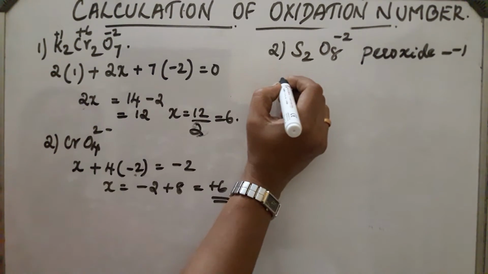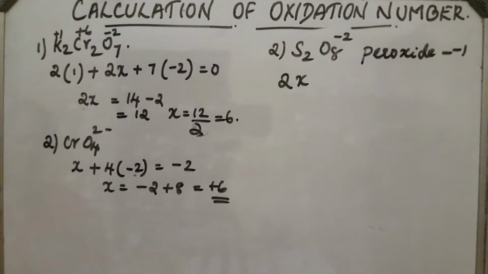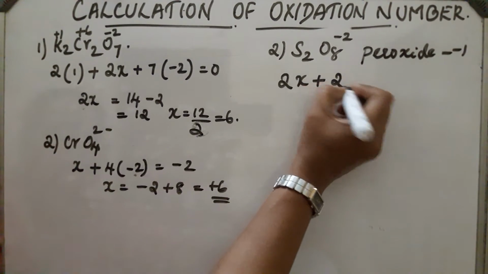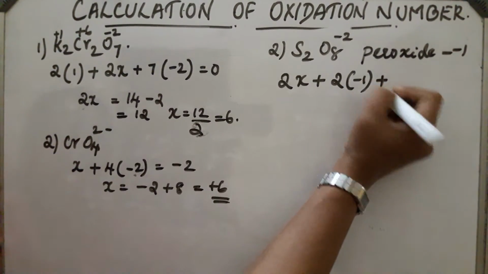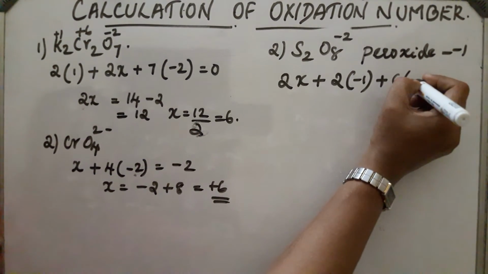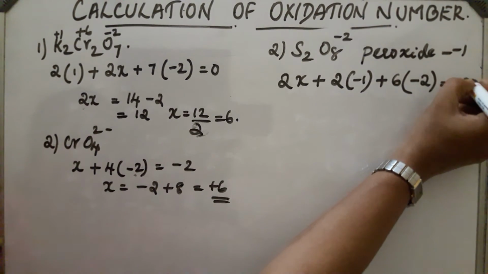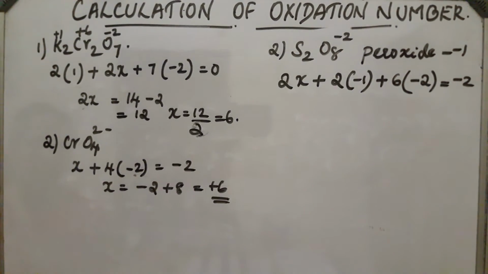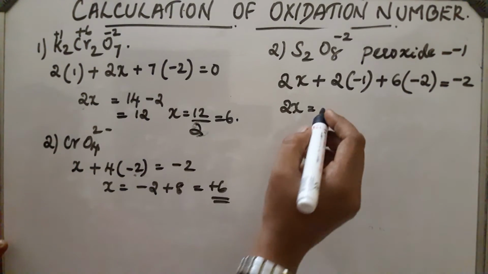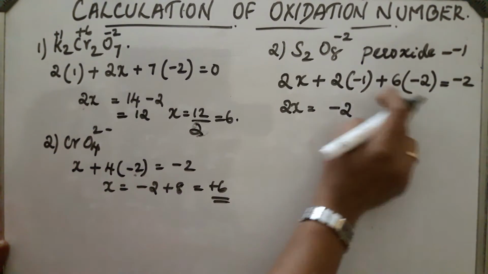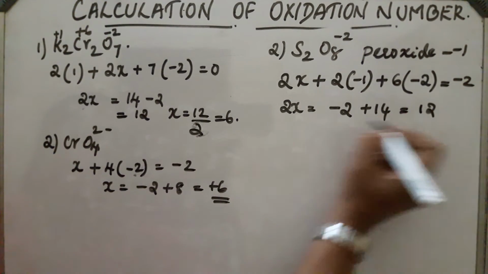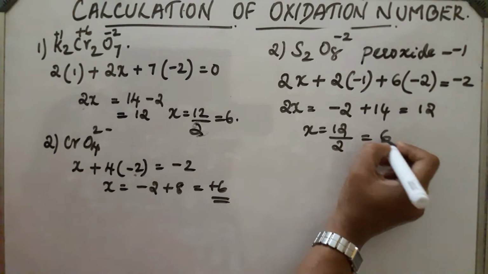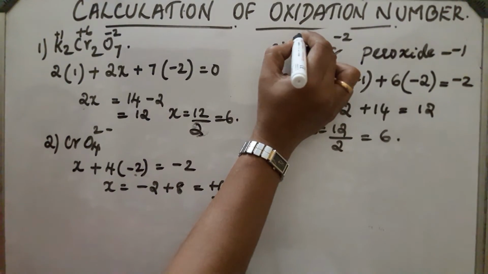Now let us find the oxidation number of sulfur. So 2x plus 2 oxygen atoms with peroxide linkage, whose oxidation number is -1, then the other 6 atoms are normal oxygen with -2 oxidation number. This is equal to -2, because this is an ion having a charge of -2. So 2x equals -2 minus 12 plus 2, which is equal to 12. So x is equal to 12 by 2, which is 6. So sulfur has +6 oxidation number.